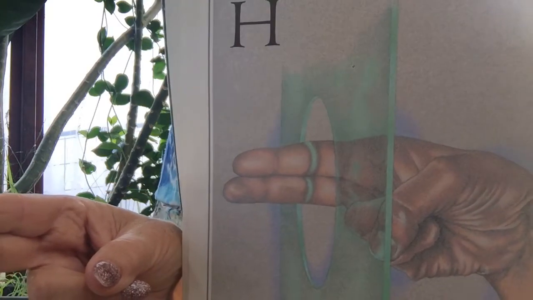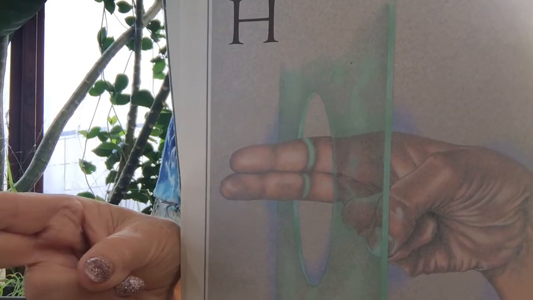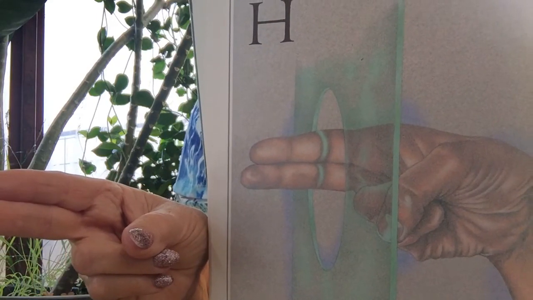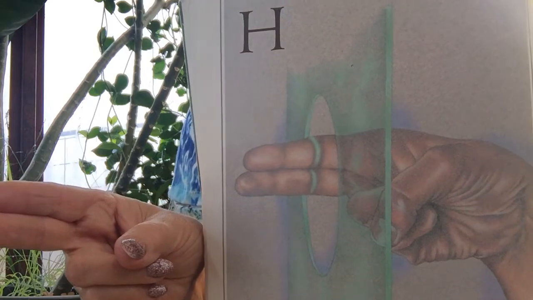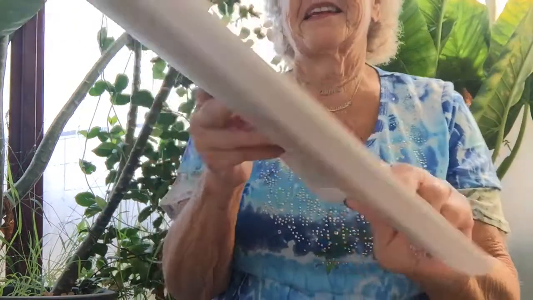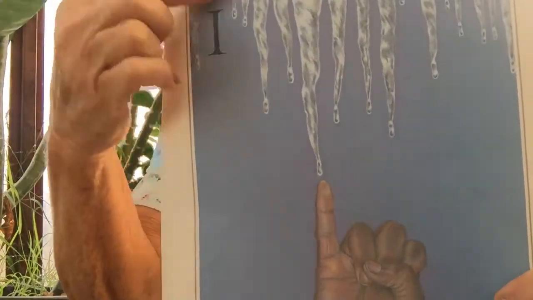What does the H say? What does the H say? Yes, the H says, and it's going through a hole. And then I has icicles dripping down.